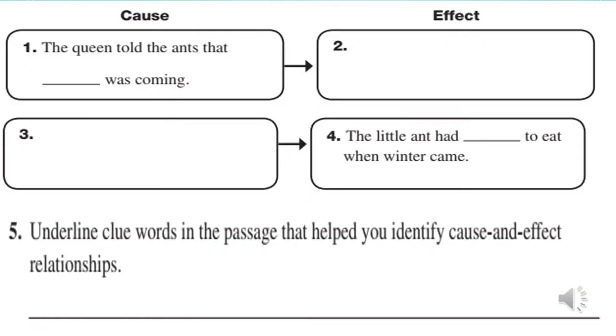Now let's complete the chart. Number 1 is a cause. The queen told the ants that something was coming. So what was coming? And what's the effect for this? And number 4 is an effect. The little ant had to eat when winter came. So what can we write to fill in this space? And what's the cause for this effect? Number 5. Underline clue words in the passage that helped you and identify cause and effect relationships.